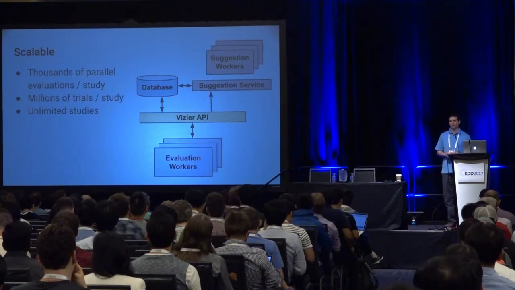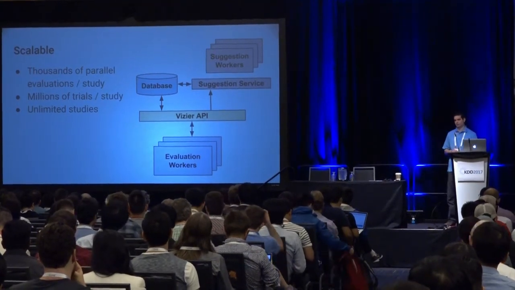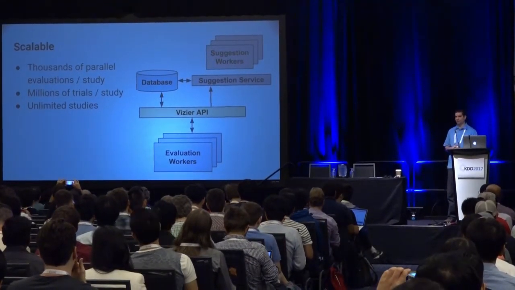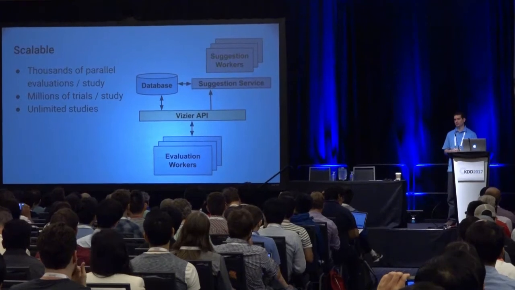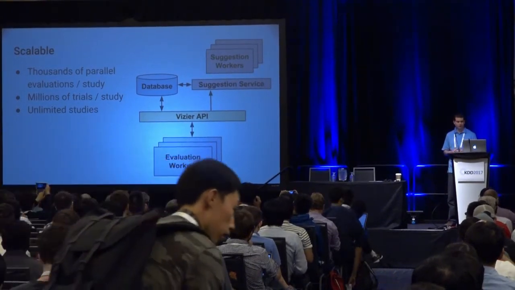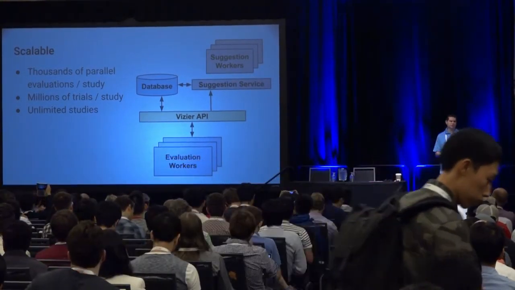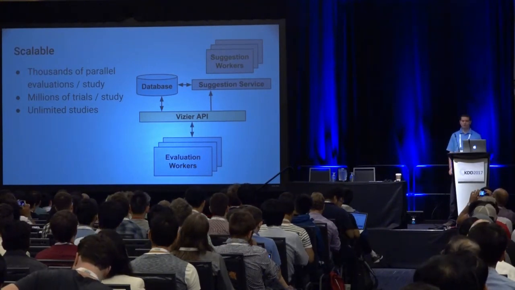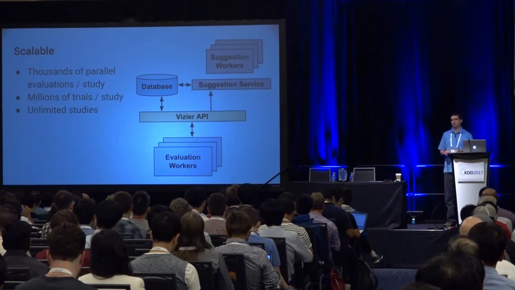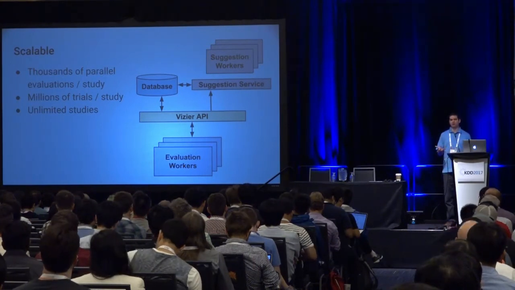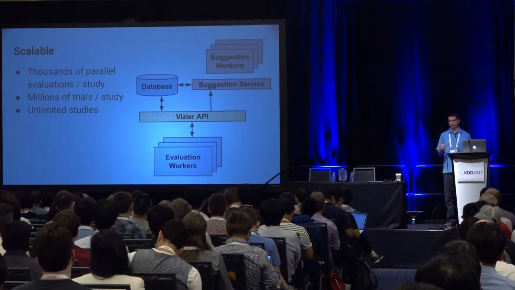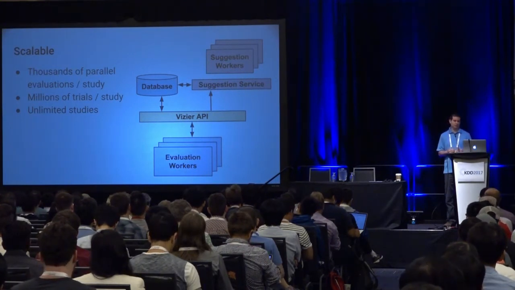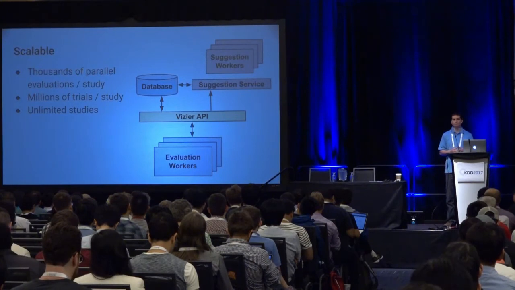So we really wanted to build a system that would scale to a very large workload. There's a lot of machine learning that's done within Alphabet, and we wanted to make sure that we could handle all of it, for example. In terms of scalability, the targets we were aiming for were thousands of parallel evaluations per study. Vizier can suggest multiple trials to run in parallel. You don't have to run them one at a time. We wanted to be able to scale to studies with potentially millions of trials.